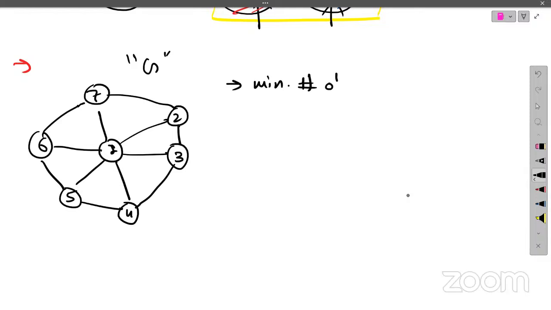Minimum number of colors. 4, ma'am. Okay, so 3, 4. Any other choice? 6. Are you sure? 6. Minimum number of colors we need. No, ma'am. Okay, 4. 4, 4, 4 ma'am. Okay.